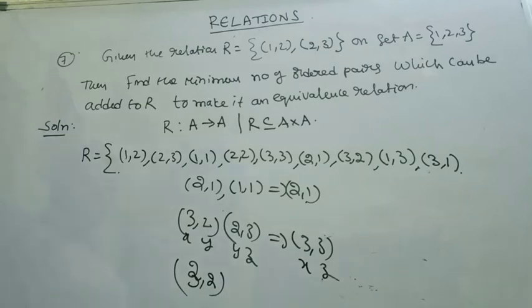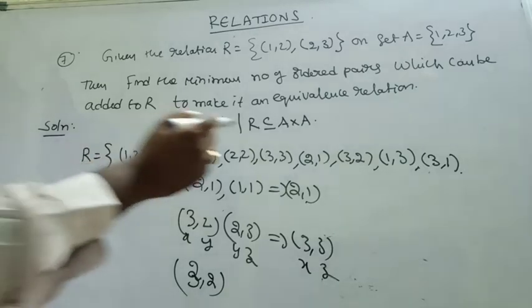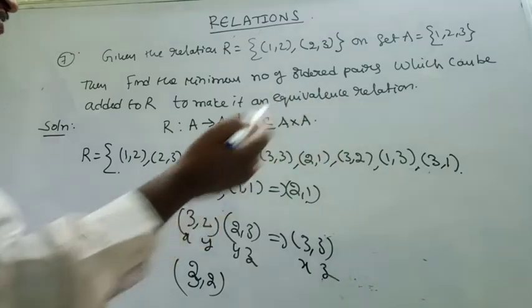Now (3,1), (1,2), (3,2) is there. (3,1), (1,1), (3,1) is there, right? (1,3), (3,3), (3,1), (1,1) is there.